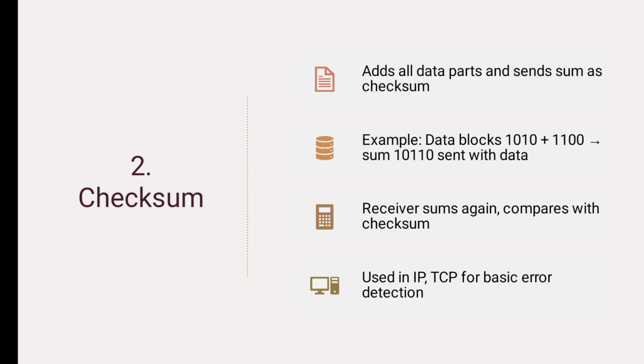The second one is checksum. In checksum, the sender adds all parts of the data together and sends this sum called a checksum along with the data. For example, if the data blocks are 1010 and 1100, their sum might be 10110, which is sent with the data. The receiver adds the data parts again and compares the result with the checksum. If they don't match, it means an error occurred. This method is used in protocols like IP and TCP.